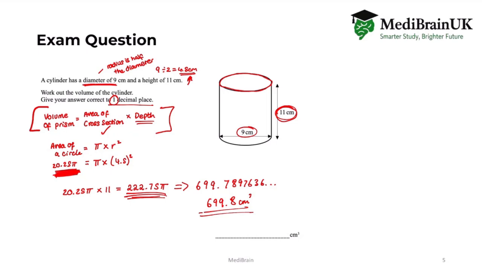That's going to give you 222.75 pi. If it said leave your answer in terms of pi, this would be your answer. Because it didn't say that, you need to type this into your calculator, get the full answer, and then round it to one decimal place, just as the question says.